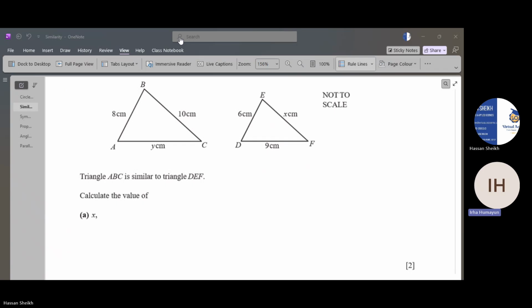So for part B, the answer is 12. Now let me check whether you got it correct. You got x as 10.5, no, x is 7.5. Let me check. A, D, B, E, and C, F. Okay. So y over 9 equals 8 over 6. You got x as what? 7.5. And y? 12. Okay.